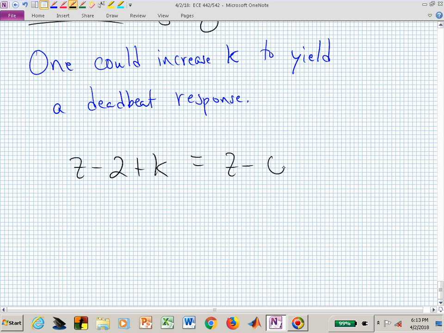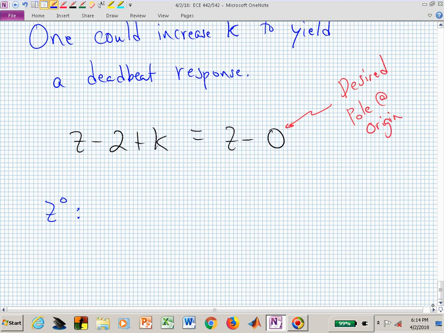The polynomial would be z minus 0. We want the root to be at 0. Here's our desired pole, which is at the origin. If we compare the coefficients, let's not worry about the coefficient of z since that's trivial. This now says that we have minus 2 plus K equaling 0, or what you have already told me, K equaling 2.